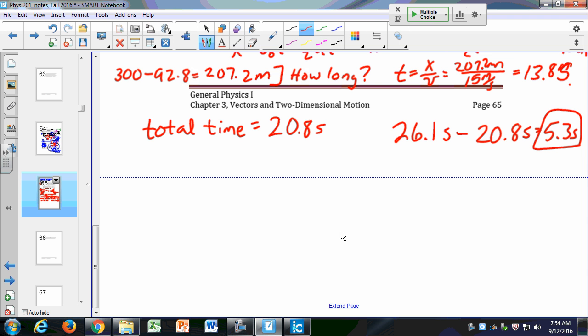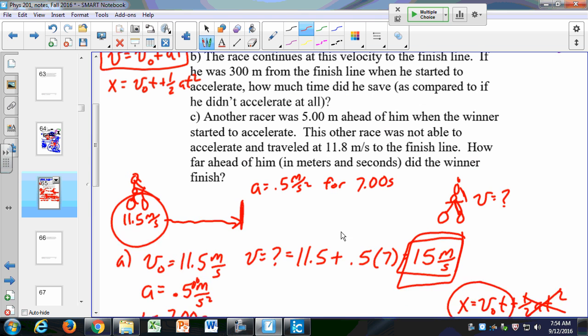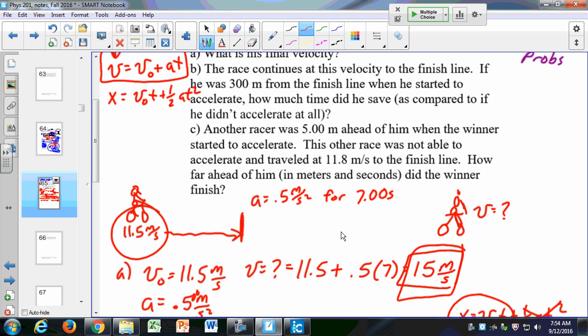In the last part of the problem, this one gets a little hairy. Another racer was 5 meters ahead of him when the winner started to accelerate. This other racer was not able to accelerate and traveled at 11.8 meters per second to the finish line. How far ahead of him did the winner finish in both meters and seconds?